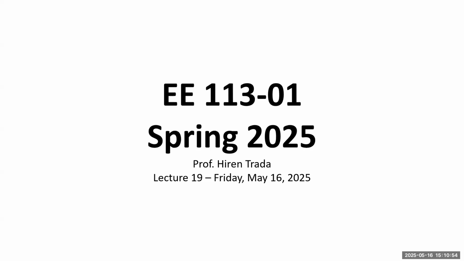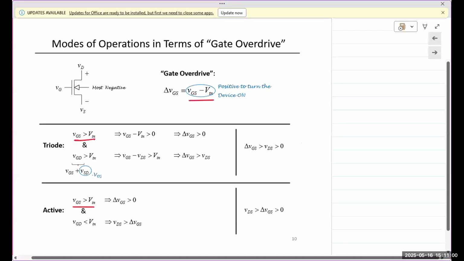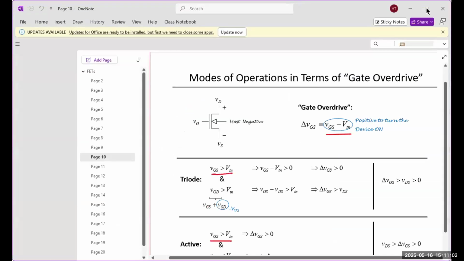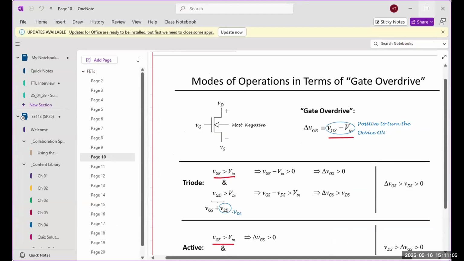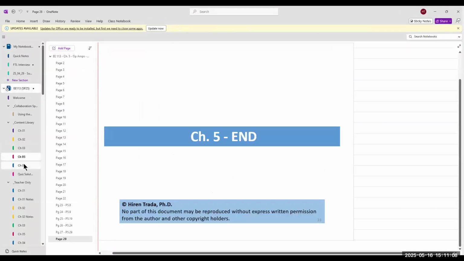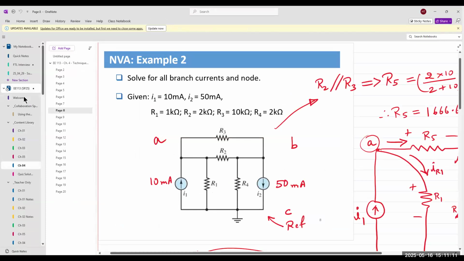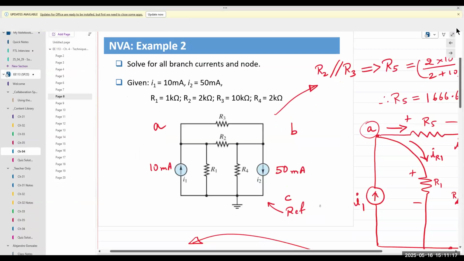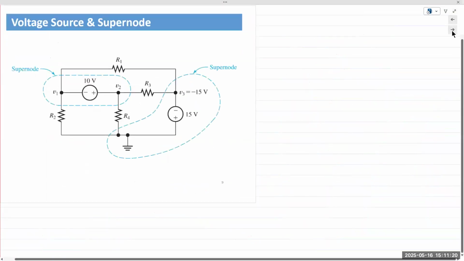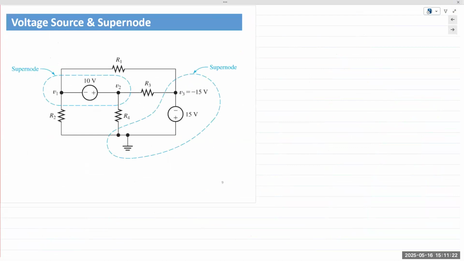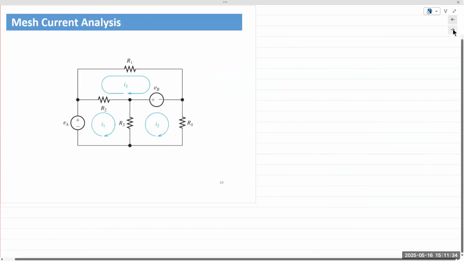Okay, so let's look at this. 113. All right, so voltage source and supernode, as I said, we'll come back to this after we get done with mesh current, so sometime next week, not today. All right, for now, let's look at mesh current analysis.